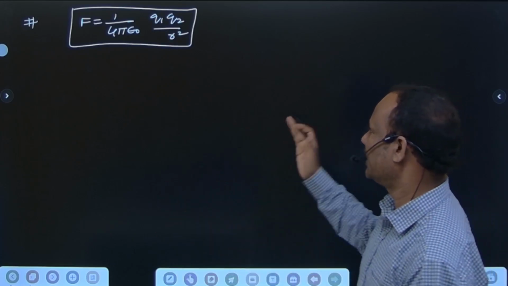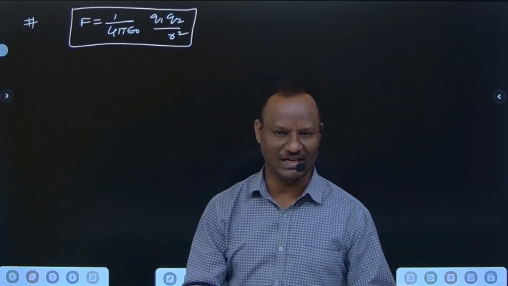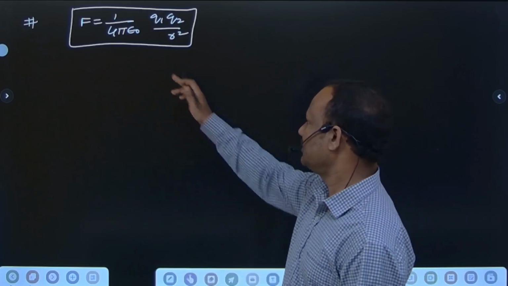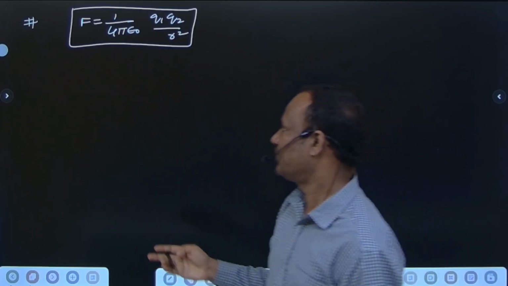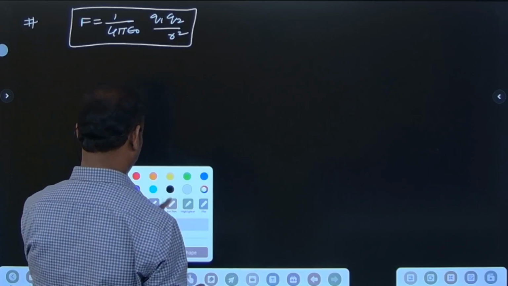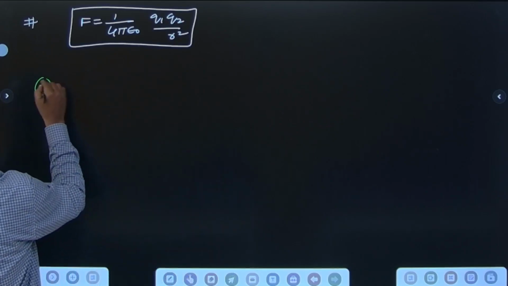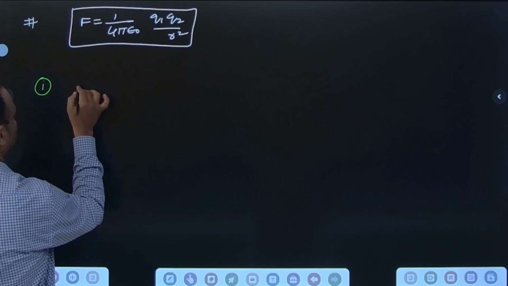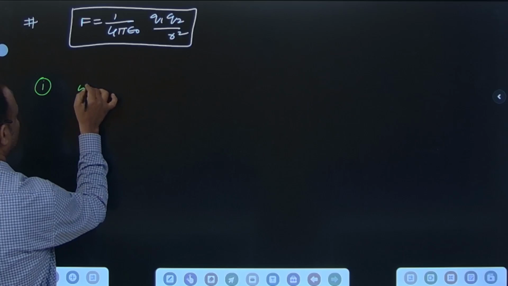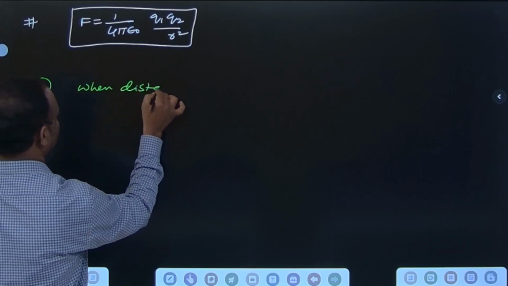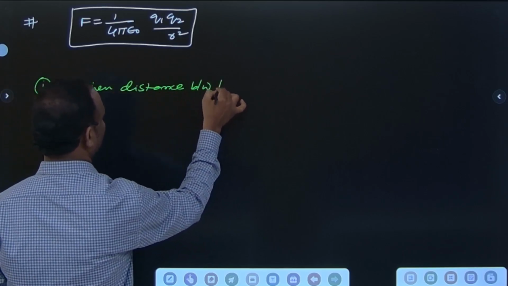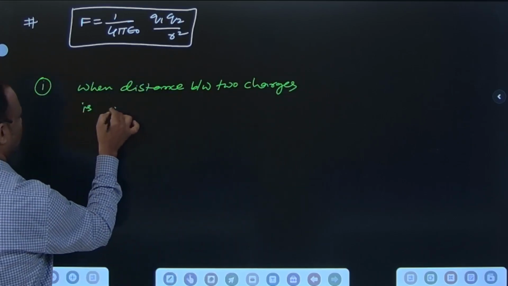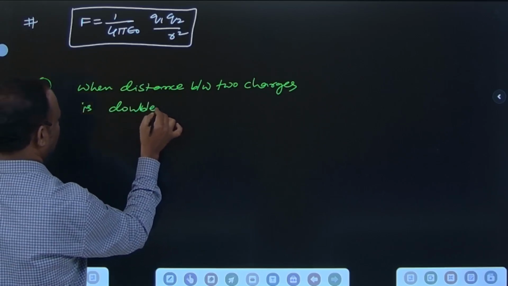Yes. So next one is about, if the two charges are kept in air, or two charges are kept in water, a medium. The medium has its permittivity different. Yes. So first condition I'm talking about is the very first situation: when the distance between two charges is doubled.